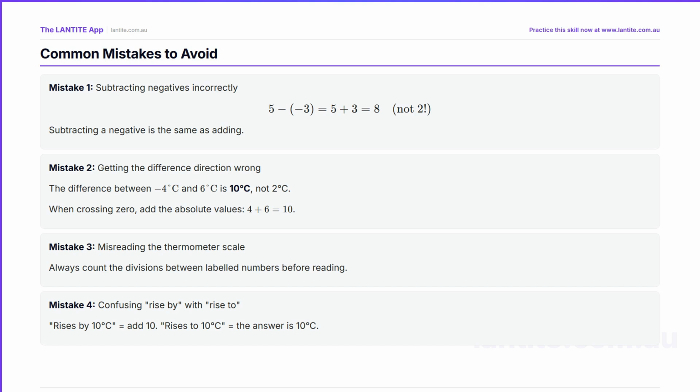Third, misreading the thermometer scale. Always check what each small division represents before reading. And fourth, confusing rise by with rise to. These are very different instructions. Rises by 10 means add 10 to the current temperature, while rises to 10 means the new temperature is 10 degrees.